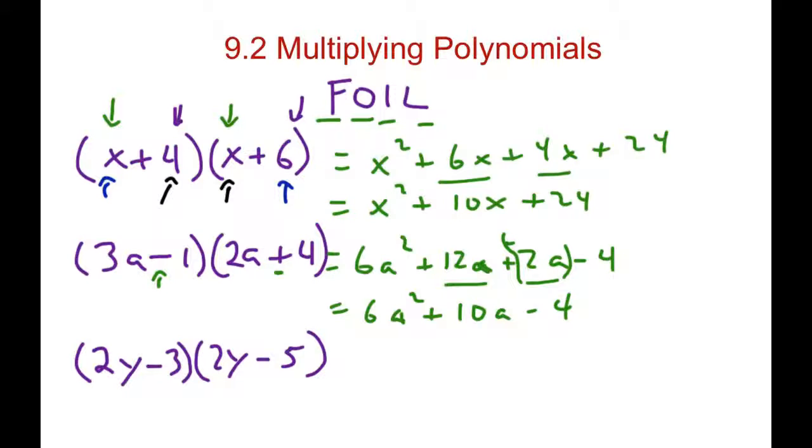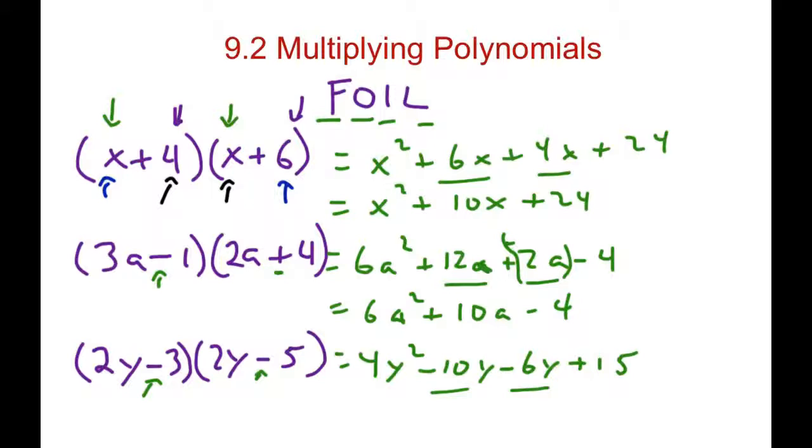Alright, one more. First would be 2y times 2y, 4y squared. Then outside, 2y times negative 5 because of that minus. Negative 10y, so minus 10y. Then inside, negative 3 times 2y, negative 6y or minus 6y. And then last, negative 3 times negative 5, which would be positive 15, so plus 15.